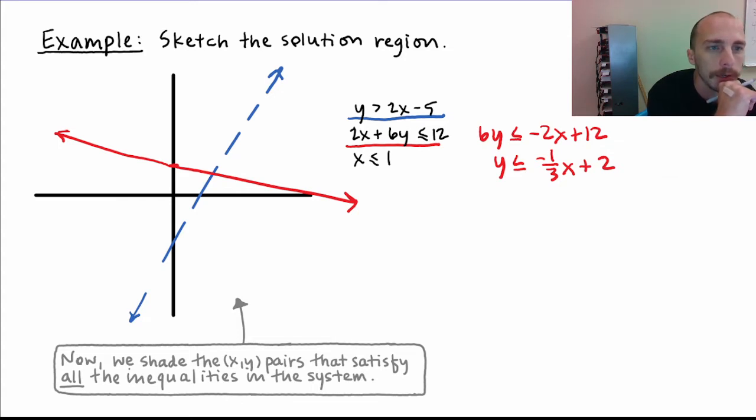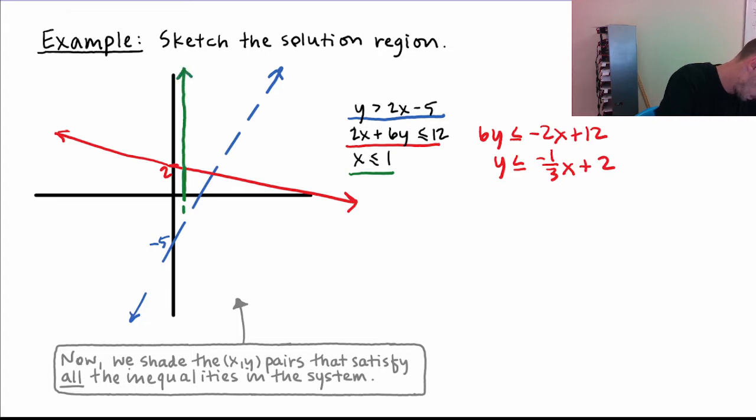And then x is less than or equal to 1. Well, x equals 1 is probably about right here, because this was equal to 2 and this was negative 5 down here. So that's probably about 1 there. x equals 1 is all of the points that have that x coordinate, which gives us a vertical line. And if x is less than or equal to 1, then I'm to the left of that line.